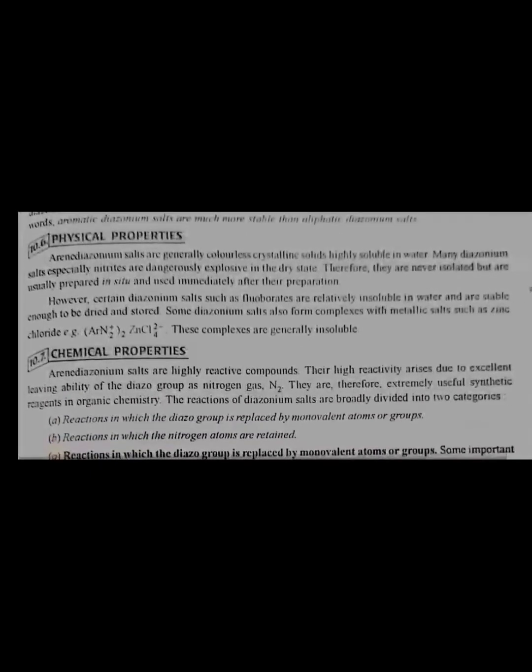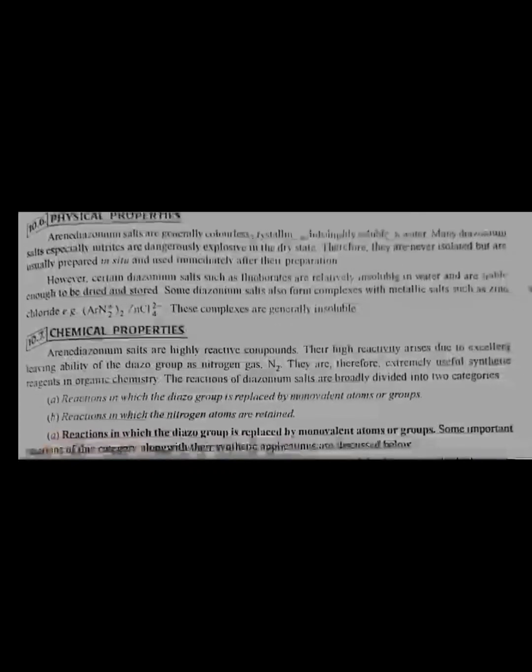Alternatively, the instability of diazonium salts is due to their tendency to eliminate an exceptionally stable molecule of nitrogen to form carbocations. Since the phenyl or aryl carbocation is much less stable than alkyl carbocations, aromatic diazonium salts have a much lower tendency to eliminate nitrogen than aliphatic diazonium salts. In other words, aromatic diazonium salts are much more stable than aliphatic diazonium salts.